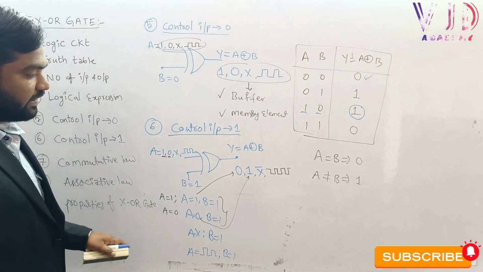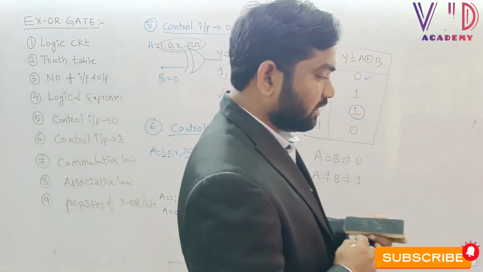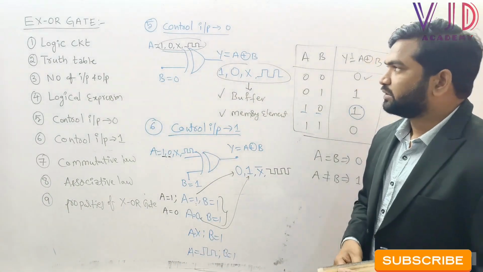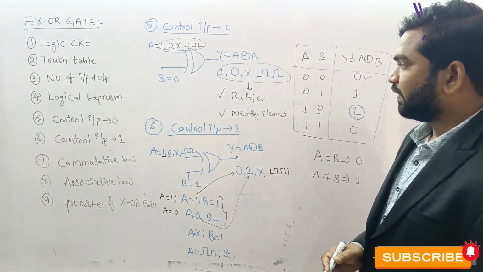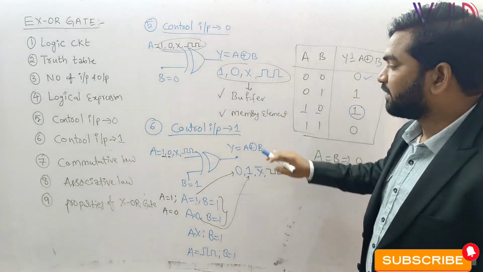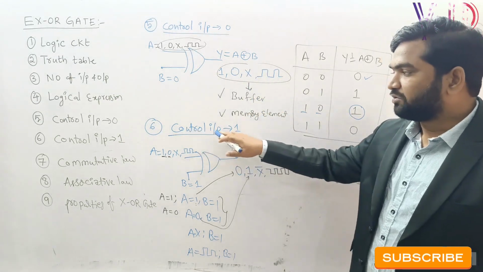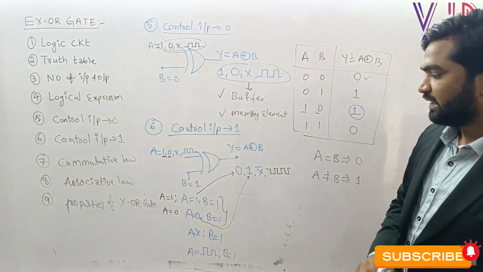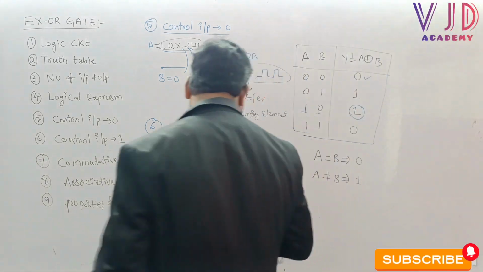And now let me take these two conditions of control input 0 and control input 1. For control input 0, the circuit is acting as a buffer or memory element, and for control input 1, the circuit is acting as an inverter.